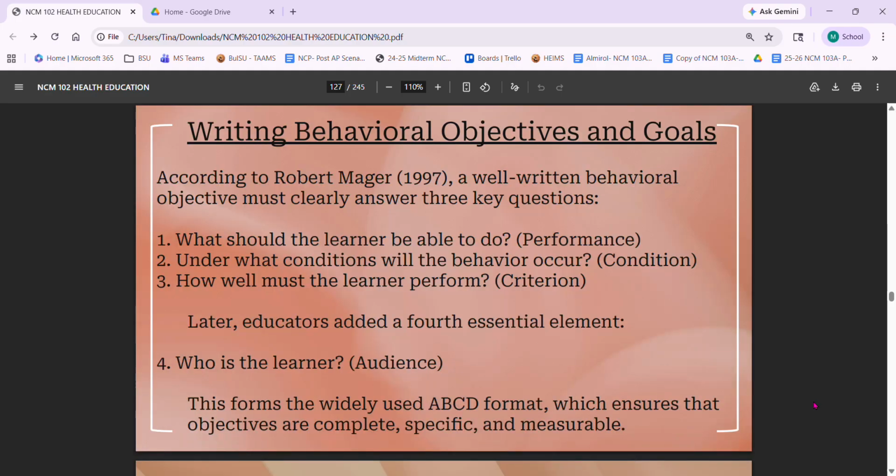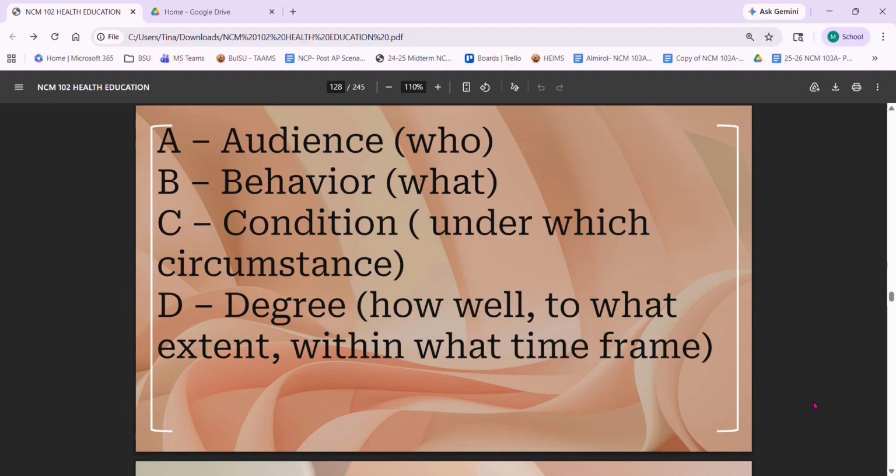Sige, later I'll give a better example. C would be the condition, under which circumstance, and D would be the degree, how well, to what extent, and within what time frame. Okay? So again, tandaan, A is the audience, B is the behavior, what, okay? C would be the condition, and D, the degree.